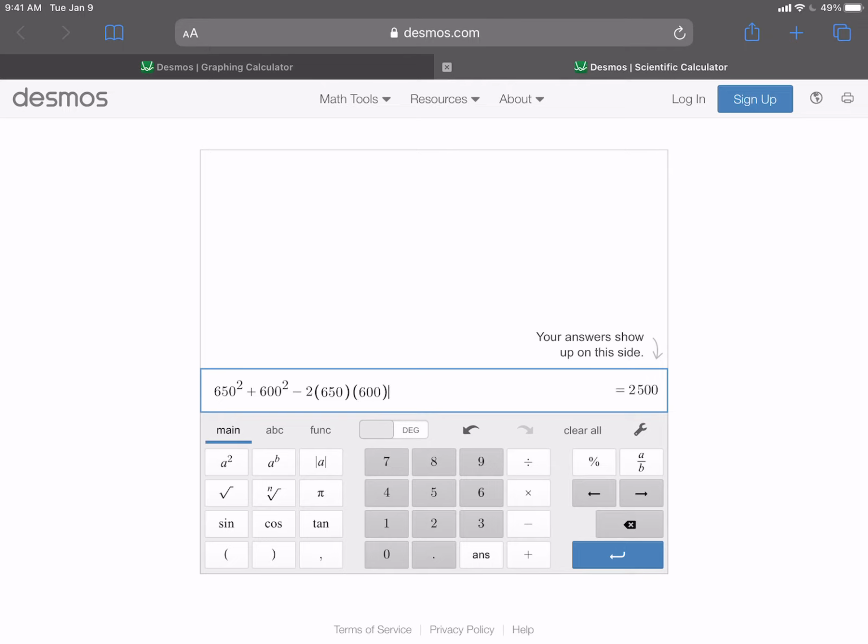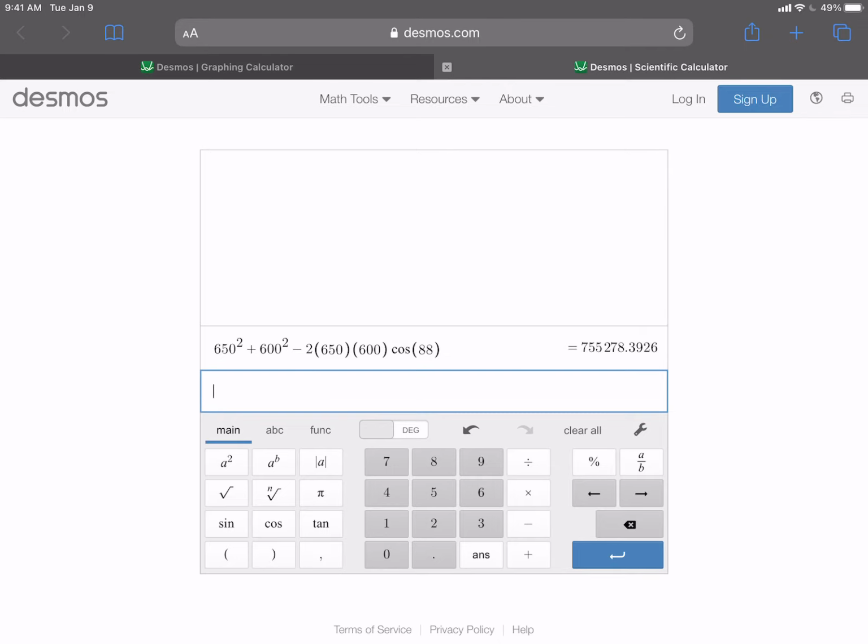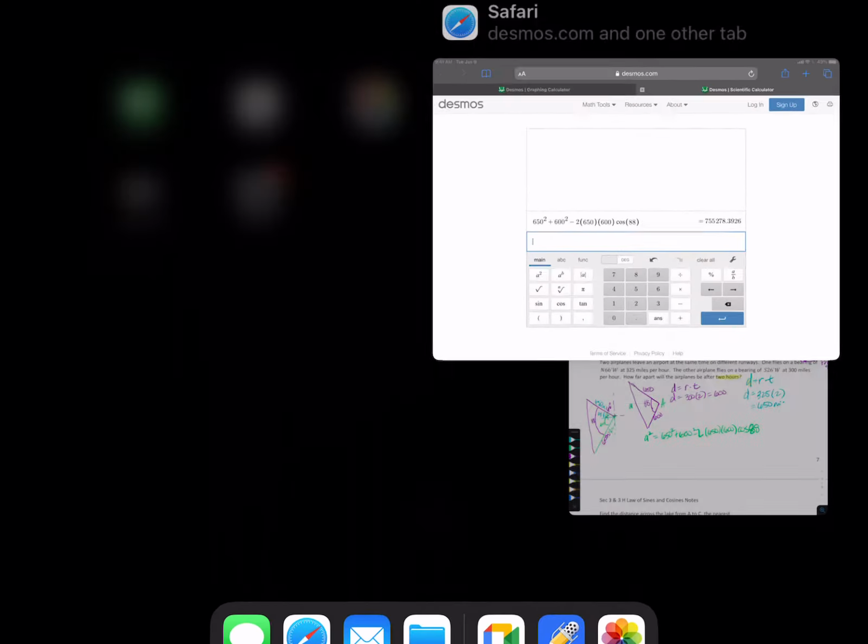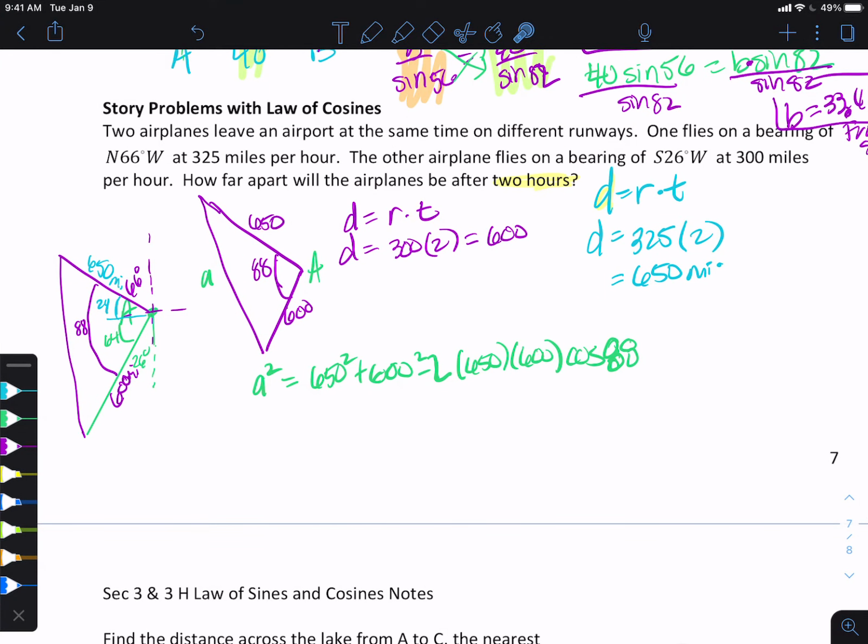Close my parentheses, times by the cosine. And then I look up on my calculator. To switch calculators, I want to check. Remember, whichever one is visible is the one that it's in. So cosine of 88 degrees. I close my parentheses. So that gives us that really large number, 755,278. So A squared equals 755,288.